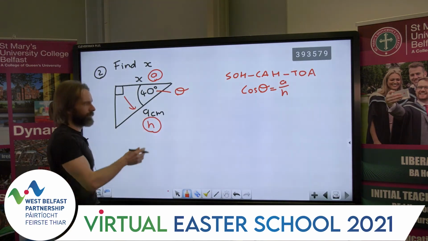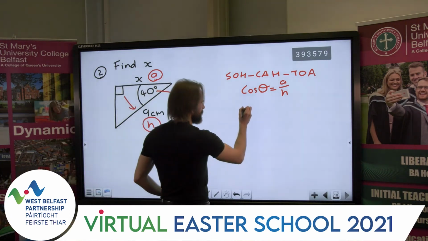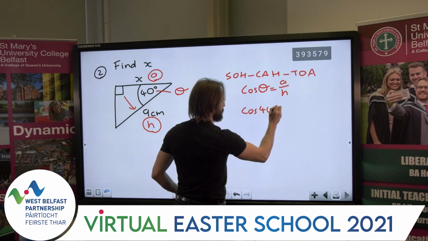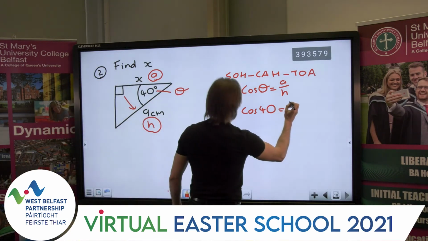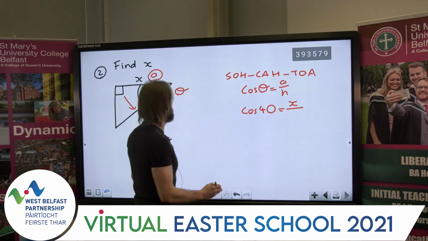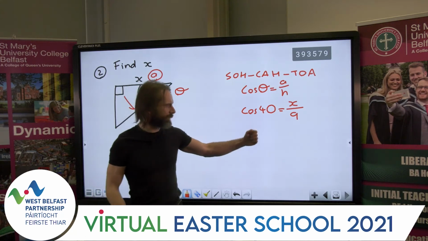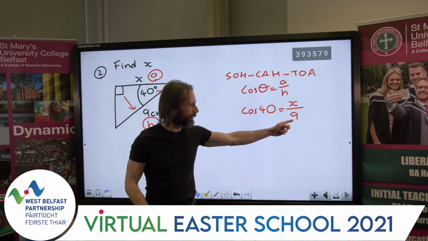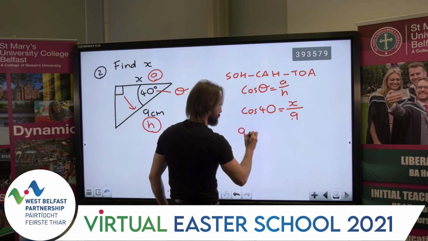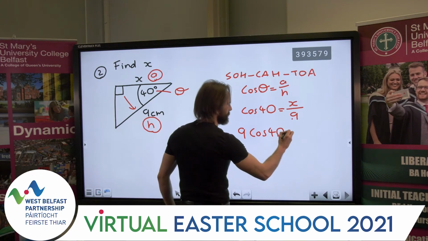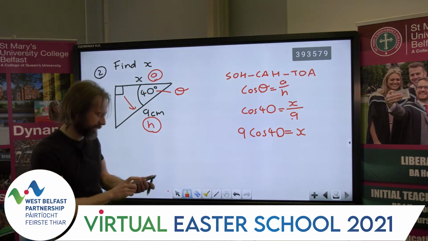So now we've chosen our trig function, we're going to substitute our known values in. So cos theta becomes cos 40, which equals A. A is the side that we're trying to find, which is X, over H, which is 9 centimeters, okay? So again, now we're just going to manipulate, change the equation a wee bit. So the 9 on the right is dividing, so we'll move it across, become multiply, so it becomes 9 times cos 40 equals X.